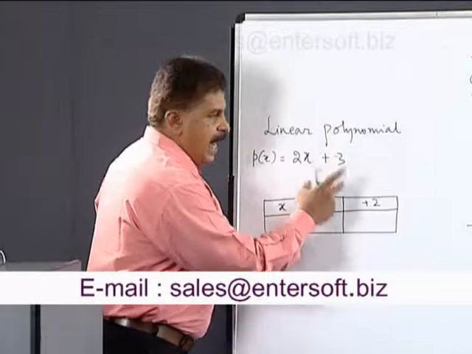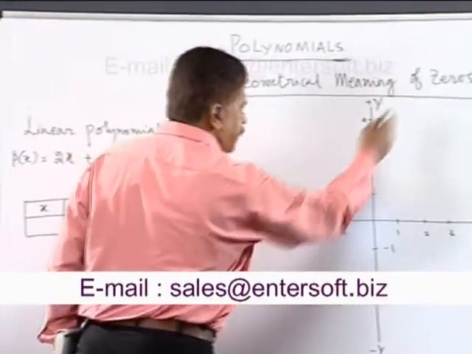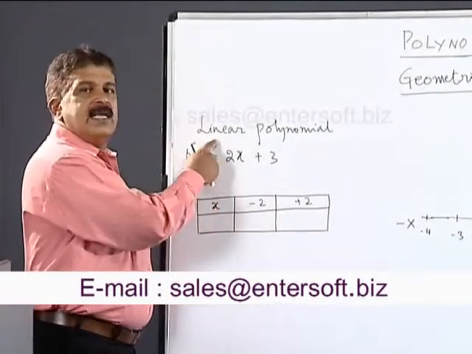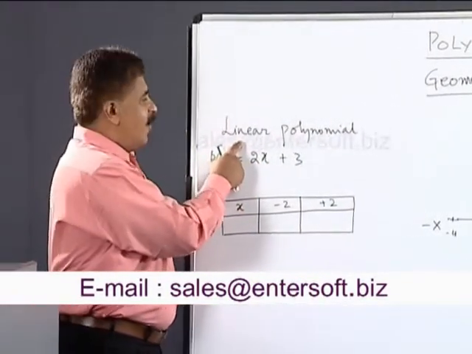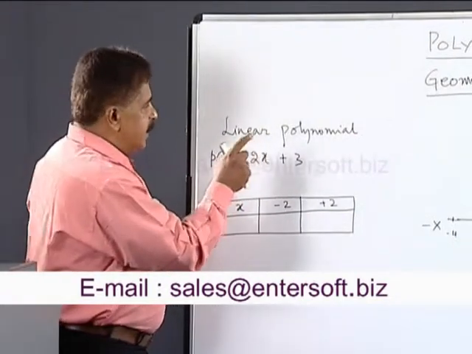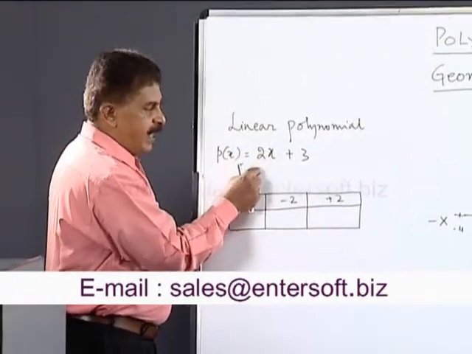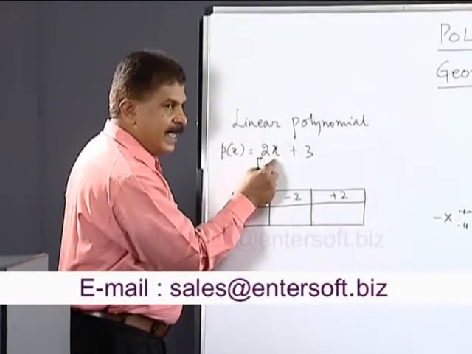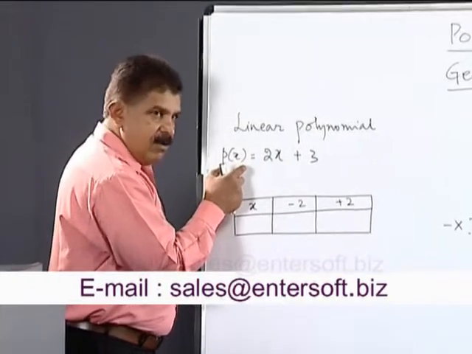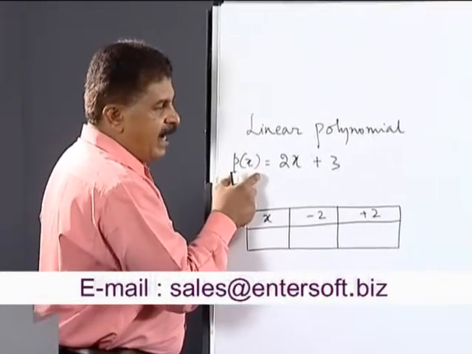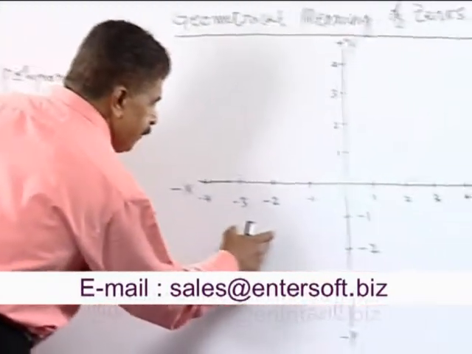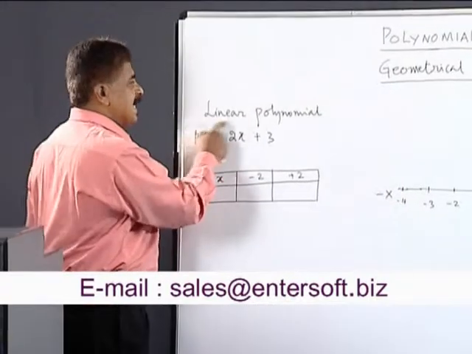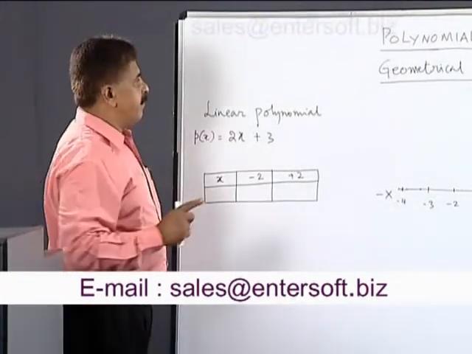polynomial and plot it on a graph, I will get a straight line. That is why I call this a linear polynomial. Now I hope you have understood. A linear polynomial, I have taken an example. I will give different values for this x, find the value of the polynomial, and then plot it on a graph, and that particular graph will be a straight line. This is one thing that we are finding out here.